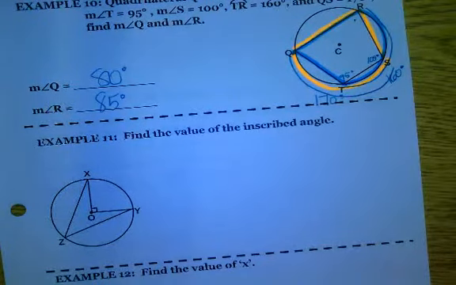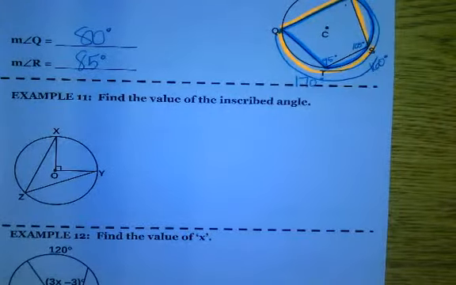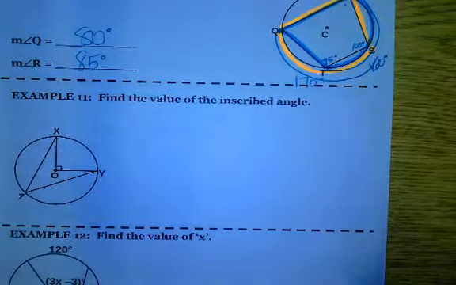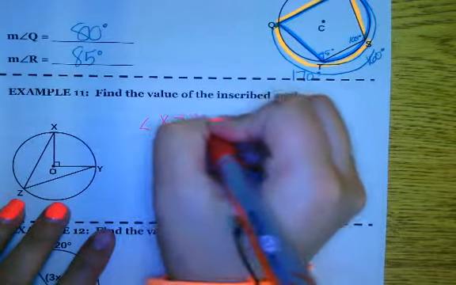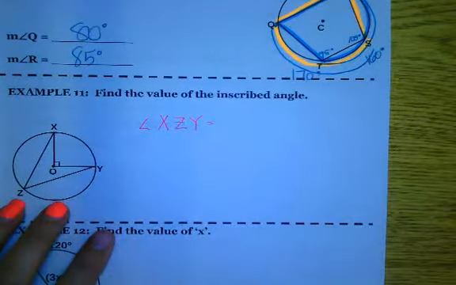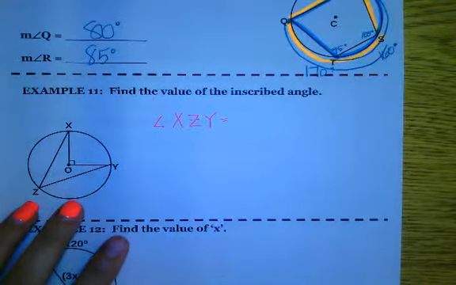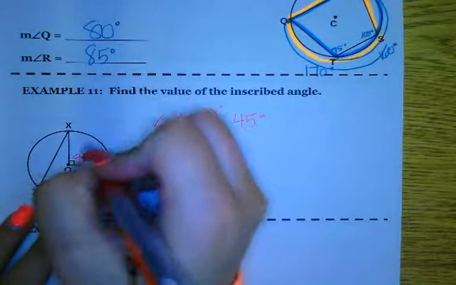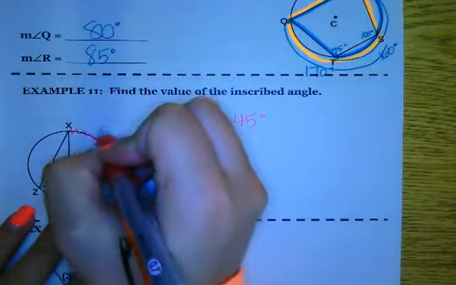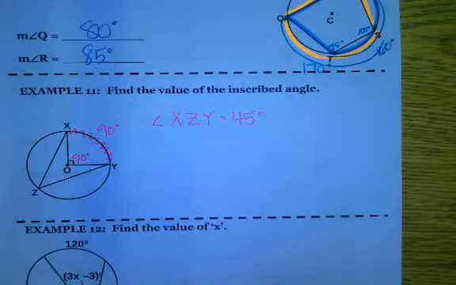Okay, last two. 11, find the value of the inscribed angle. Which angle is inscribed, first of all? XZY. And what is the measure? 45. Why is it 45? If this is 90, that means this angle is 90, and so therefore it's divided by 2.